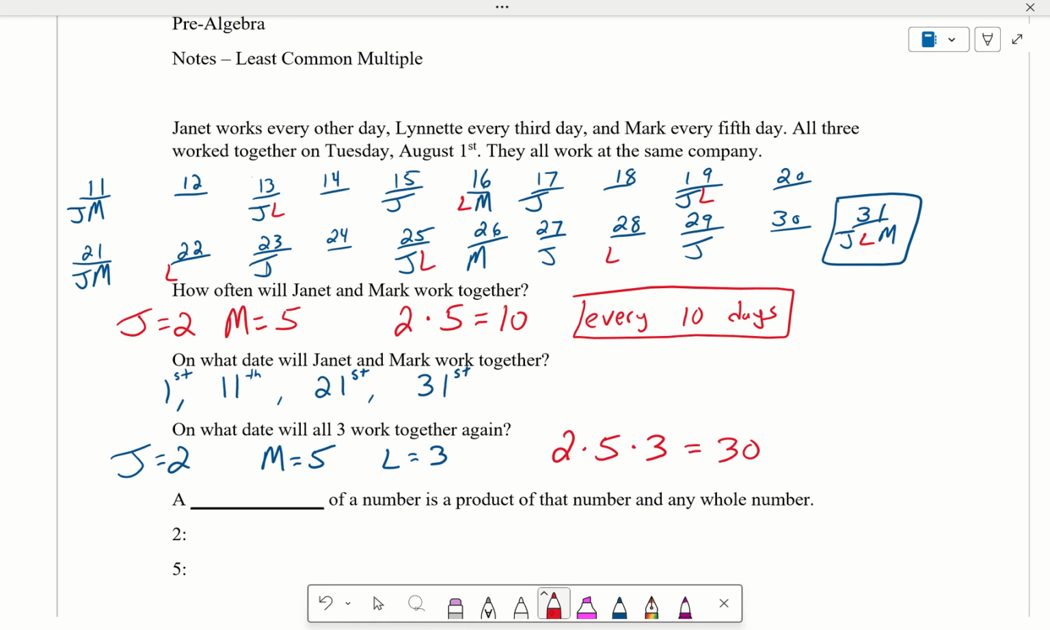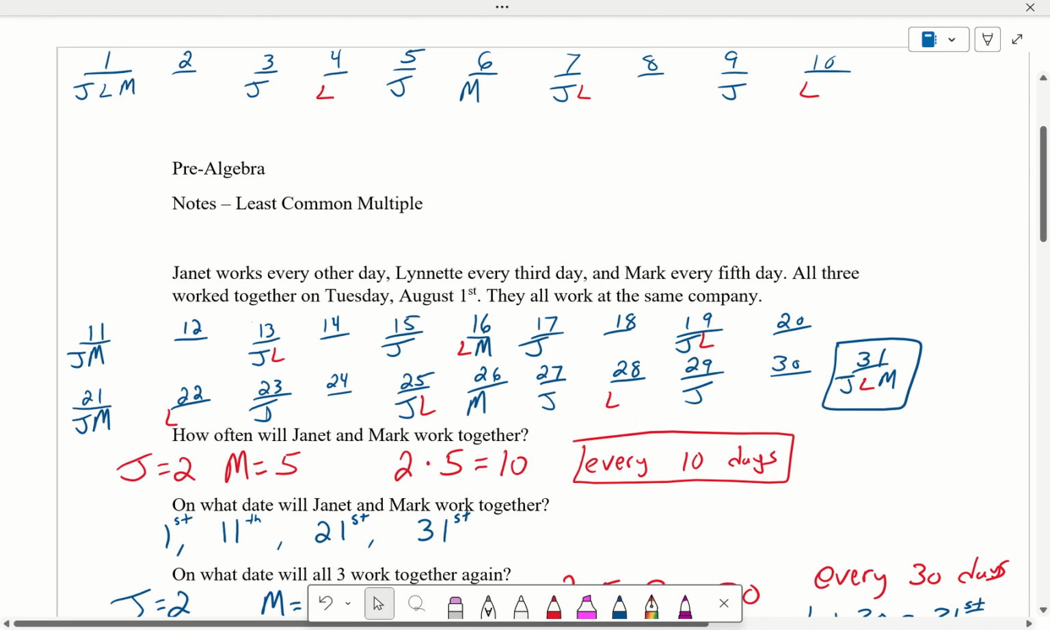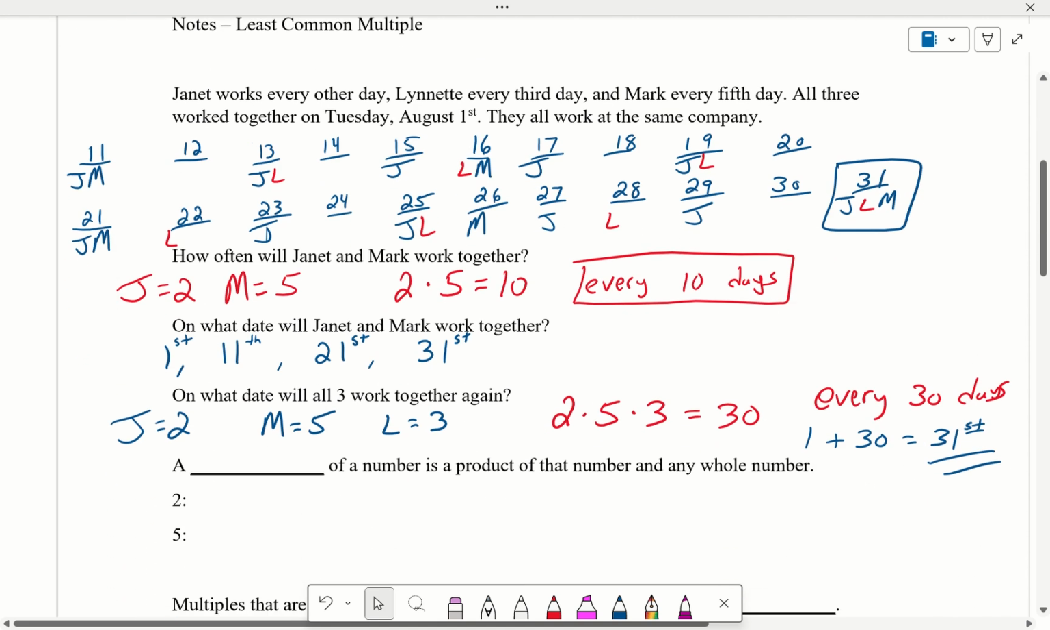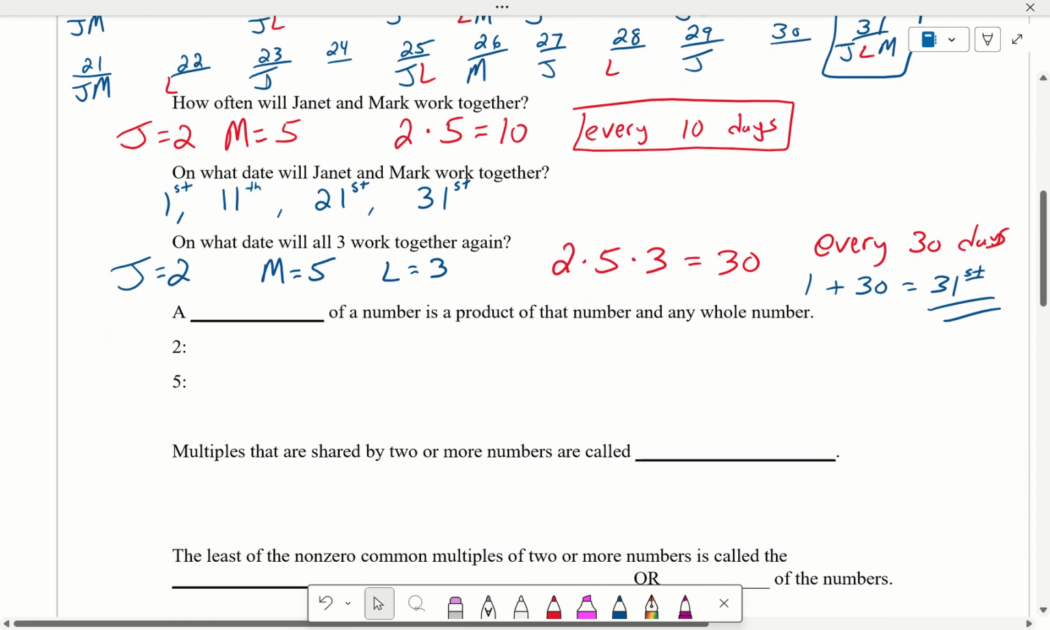They work together every 30 days. And if they work together on the 1st, you add to that 30 days, and they'll work together again on the 31st. There's some mathematical proof of them working together every 30 days. It's a lot easier to use multiplication as opposed to writing out this chart here. It's good to see that the chart provides proof of the mathematics, but multiplying definitely is going to save you some time.